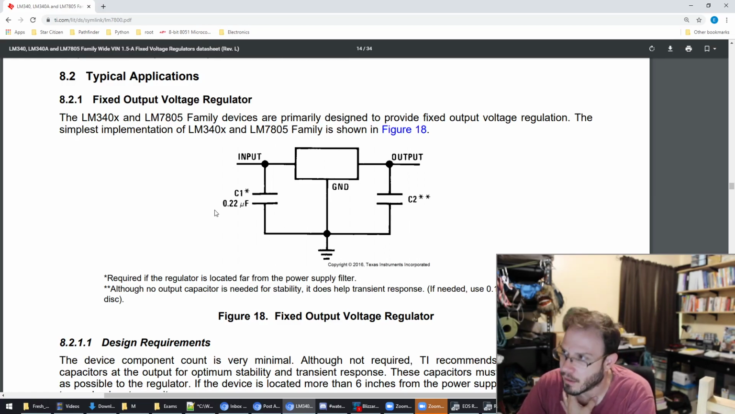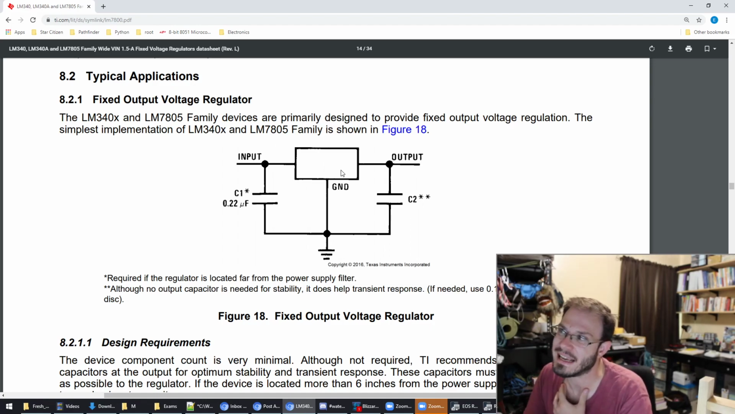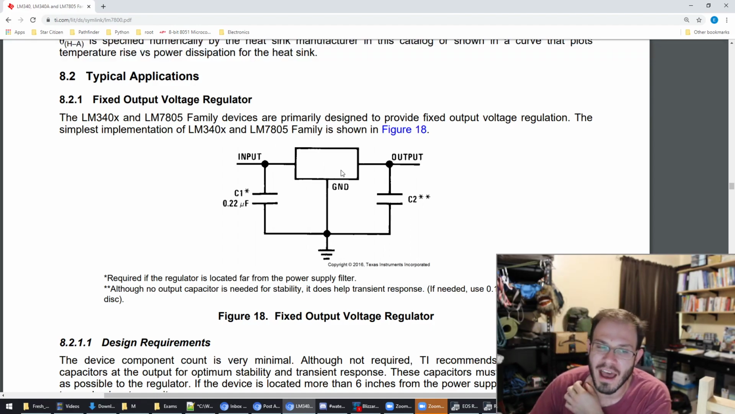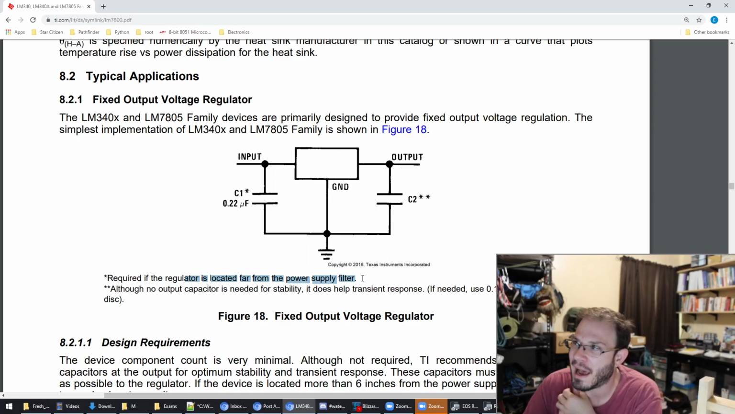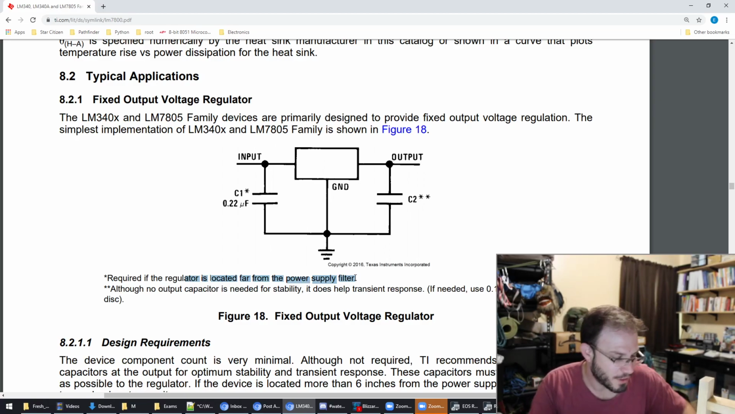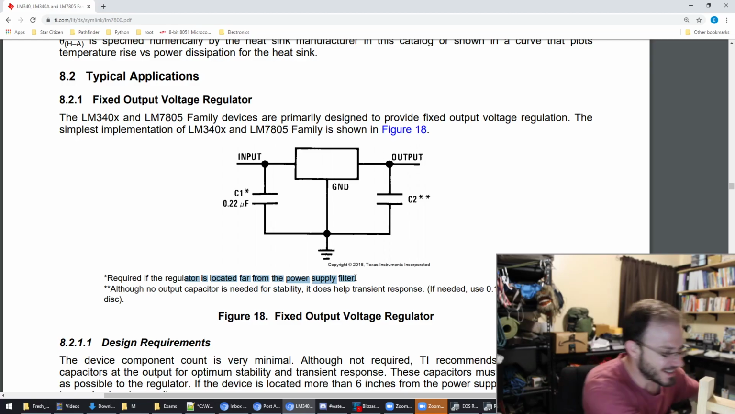The input cap is mainly to deal with a certain problem of parasitic inductance that causes the part to not have the current that it needs to operate. That's why they say required if the regulator is located far from the power supply filter. That's the word that's telling me what the purpose is. That's the sentence.